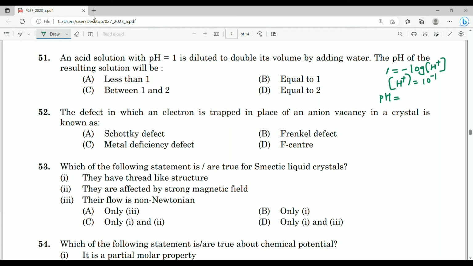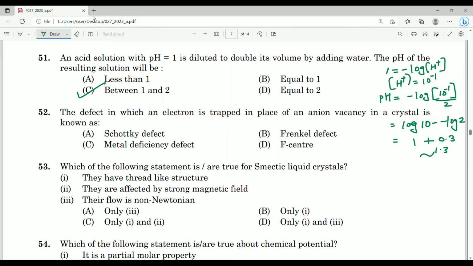So minus log H plus concentration by 2. That means 10 raised to minus 1 by 2. So you will get minus log 2. So it will be 1 plus log 2, means 0.3 something. So 1.3 something approximately. So in the options: less than 1, between 1 and 2, equal to 1, equal to 2. So the answer will be between 1 and 2.